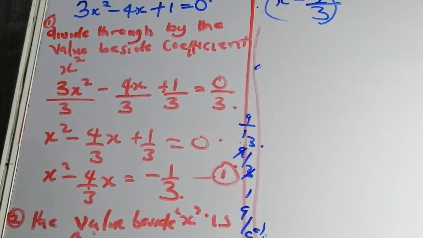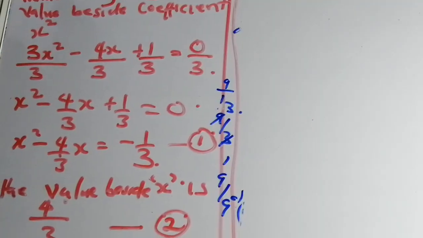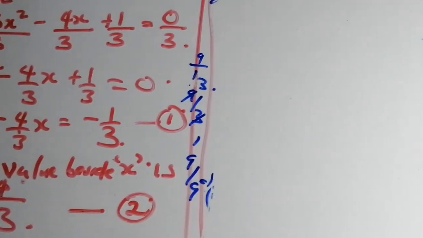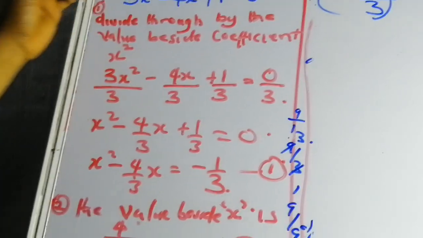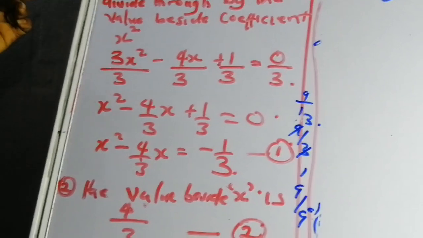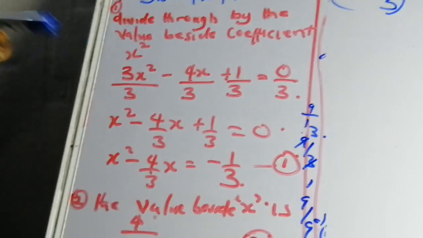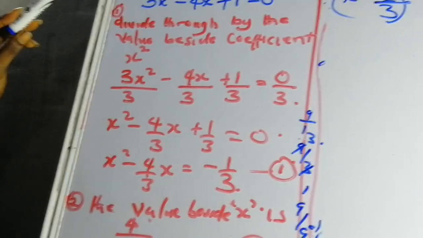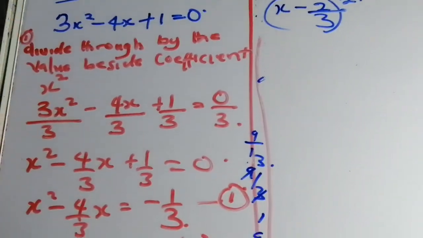I'll just explain. Now they can say, using the completing the square method, find the value of s in this equation: 3s squared minus 4s plus 1 equals 0. If you're factorizing, if you're using quadratic formula, you are finding the value of s. But in this case, they don't want you to factorize. They don't want you to use quadratic formula, or what they call the almighty formula. They want you to find the value of x.